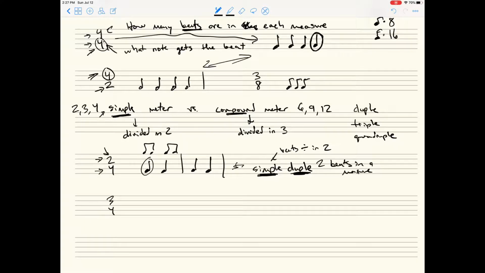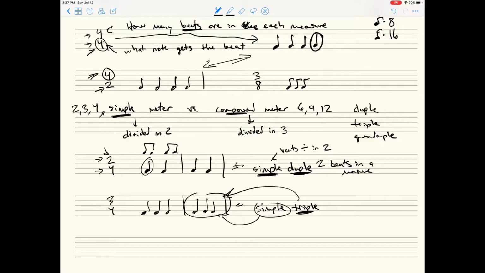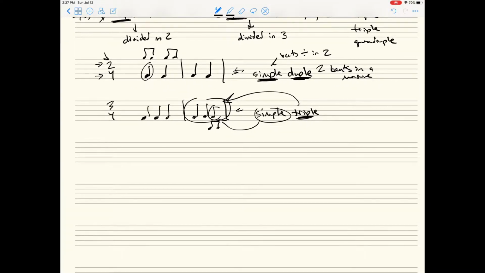3/4, we're going to have 3 quarter notes. This is an example of simple triple. The triple refers to the number of beats in a measure, and the simple refers to the fact that if we divide this individual beat, we'll get 2 more beats, eighth notes. I'm not going to write this one out, but 4/4 is going to be simple quadruple.